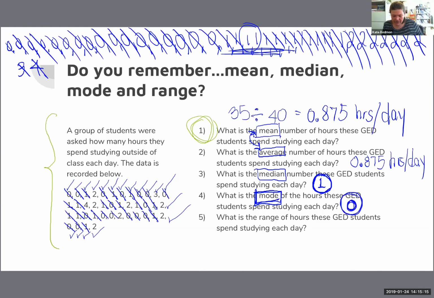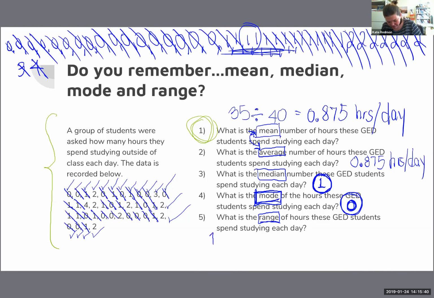And now number 5 says, what is the range of hours these GED students spend studying each day? Someone remind me what a range is. Is it the numbers in between, like 0 and 4? Exactly. It's the span in between the highest and lowest number, or the difference between the highest and lowest number. And so we'll do that by subtracting.